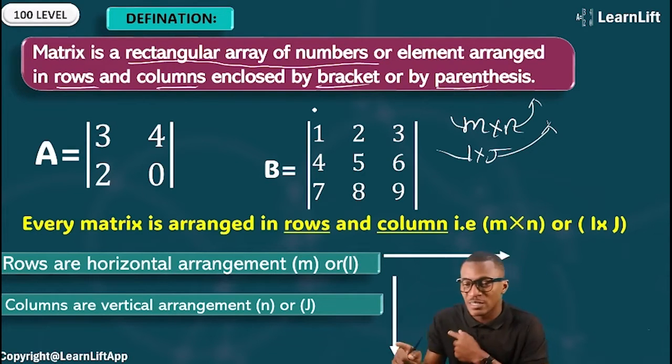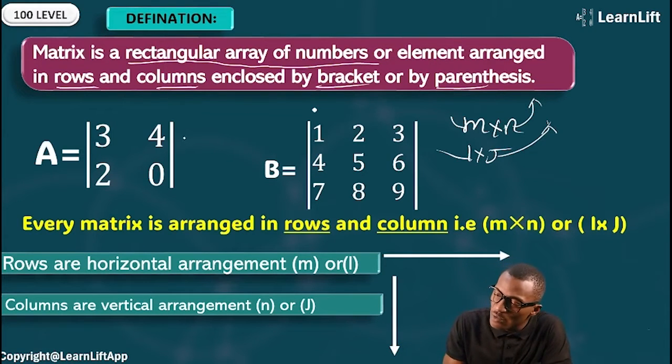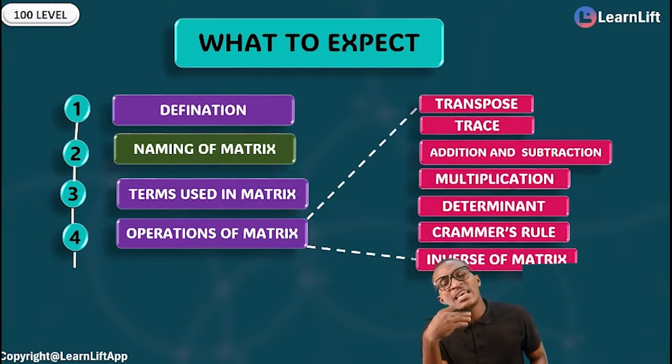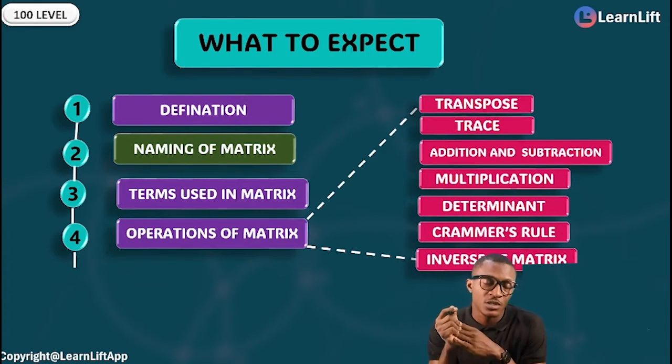Rows are horizontal, while columns are what? Vertical. Horizontal like this, vertical like this, horizontal like this, vertical like this. You feel that? Now, if you say you understand that, let's now go to how do we name matrix?